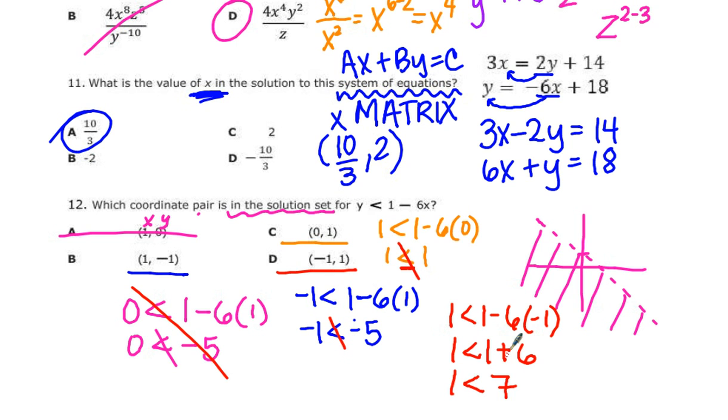But option D, letter D, I plugged in negative 1 and 1, and we get negative 6 times negative 1 is positive 6. 1 plus 6 is 7. Is 1 less than 7? And the answer is yes. So you should have gotten D there.